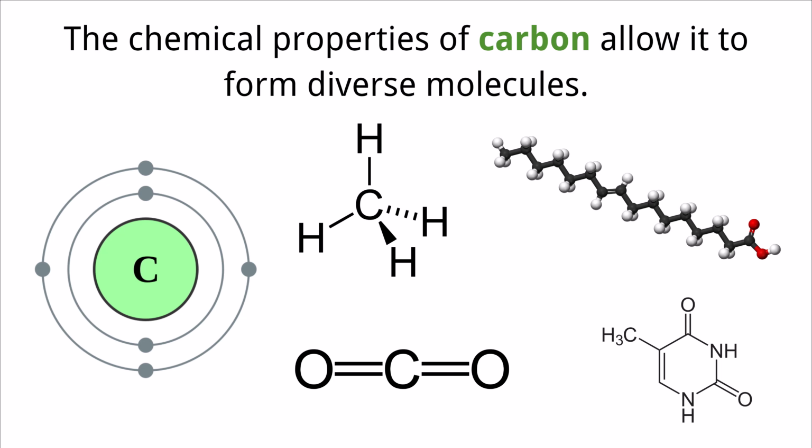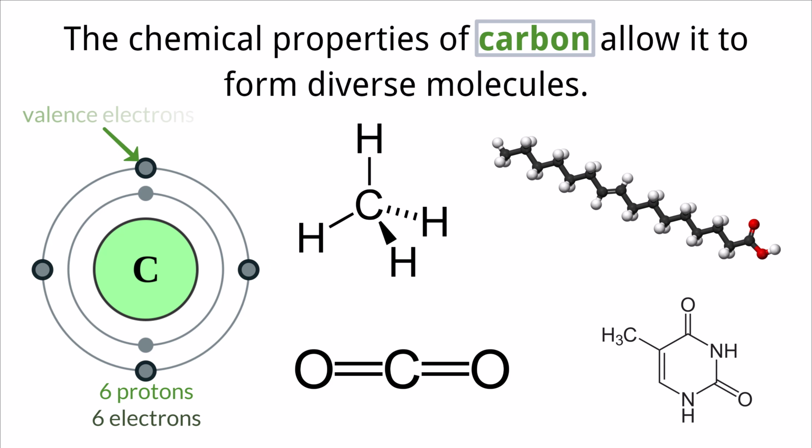Many molecules studied in biology are based on carbon. The chemical properties of the carbon atom allow it to form many diverse structures with a range of functions. Carbon is the sixth element on the periodic table with 6 protons and 6 electrons, and 4 of the 6 electrons are in the outermost electron shell, called valence electrons.